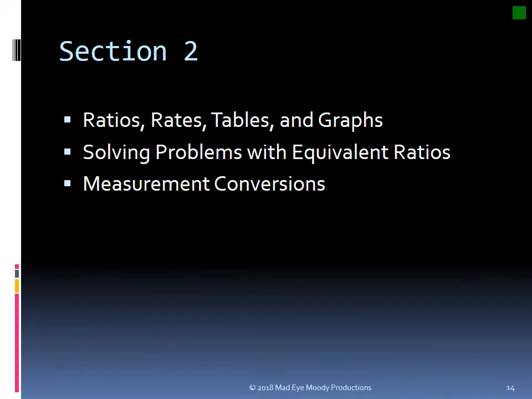This next section demonstrates and instructs on how ratios and rates work with tables and graphs. We're also going to do problem solving with equivalent ratios, and we're also going to look at using ratios to convert measurements.